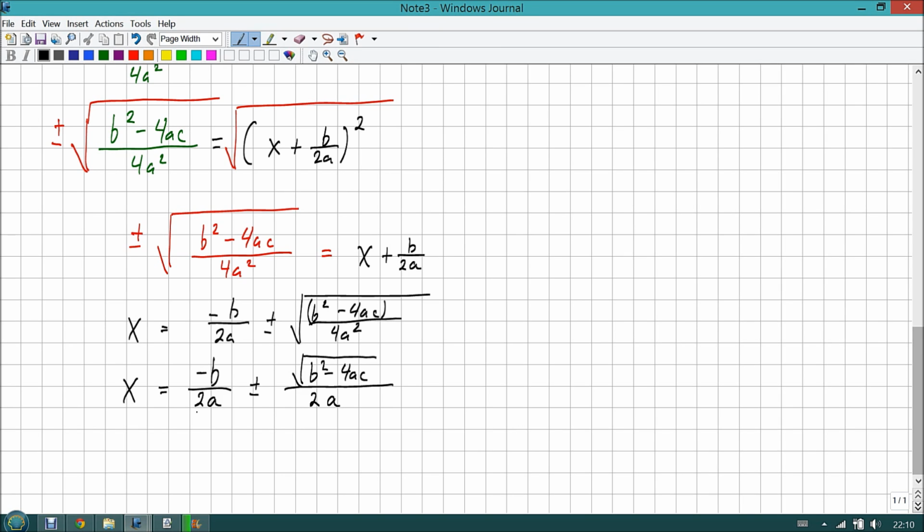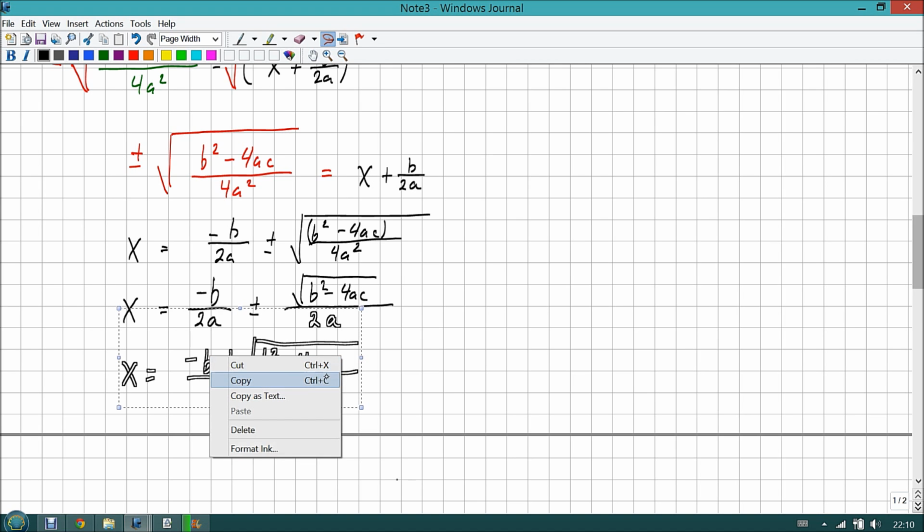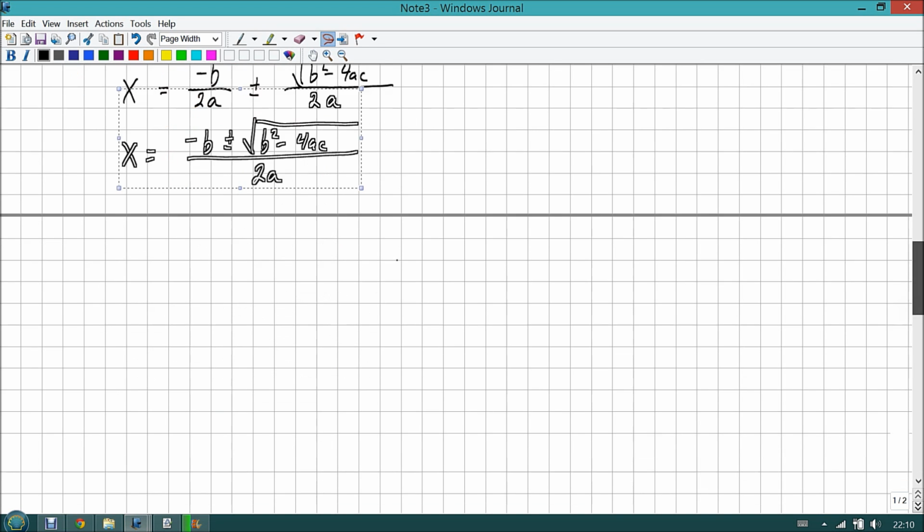And what a coincidence, the denominators match. So I can, of course, combine these two fractions. And when I combine them, I get x is equal to negative b plus or minus the square root of b squared minus 4ac all over 2a. Ladies and gentlemen, you have your quadratic formula. X is equal to negative b plus or minus the square root of b squared minus 4ac all over 2a.